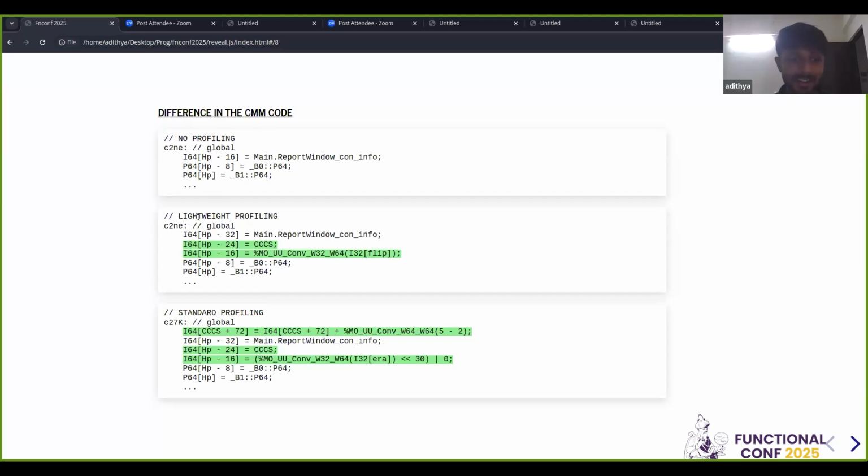So in this case, without profiling, this is how it looks; with lightweight profiling, we add 2 more lines to it, right? And with standard profiling, there is 1 more line here, which basically maintains the cost centers. I mean, this is not the only line added. If you look at the entire program, across the program there are a lot of places where you keep track of the cost centers, but the slide was not enough for all of them. So I just put the minimal required to show you the difference.